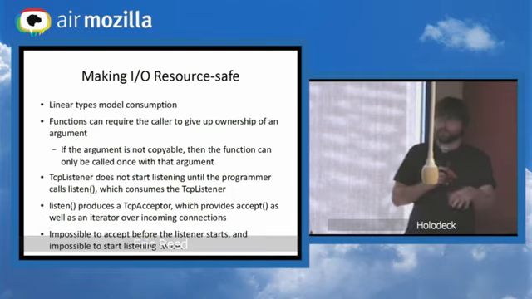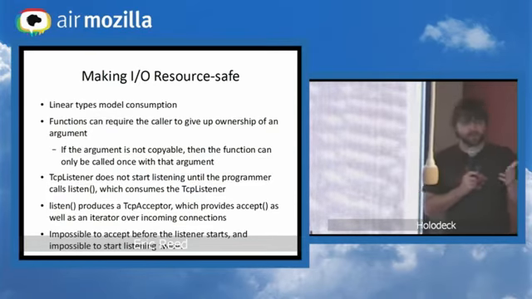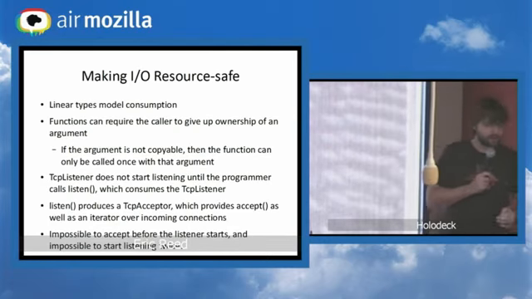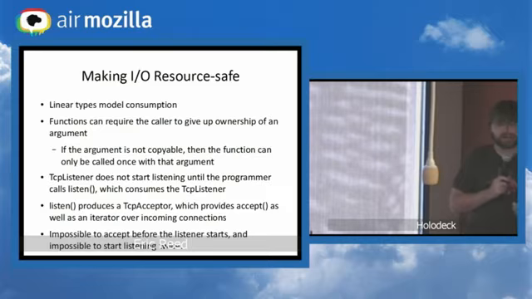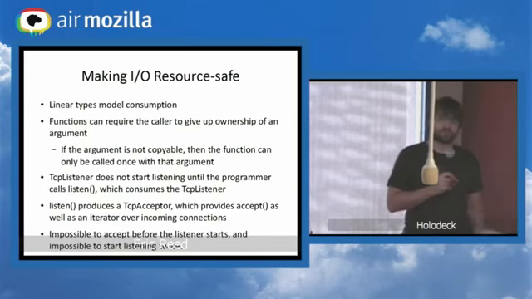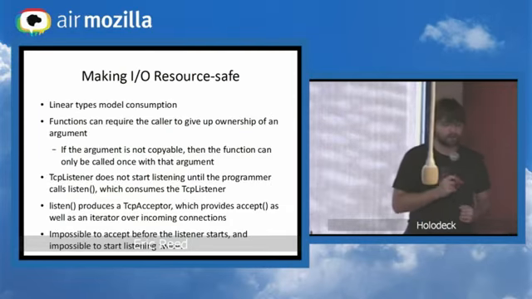So Rust has a variant of linear types called affine types, which actually means you can either use it once or not use it. Basically what this lets you do is write functions that require the caller to give up ownership of an argument to the function. And then the caller will no longer have that, and they can't use it again.